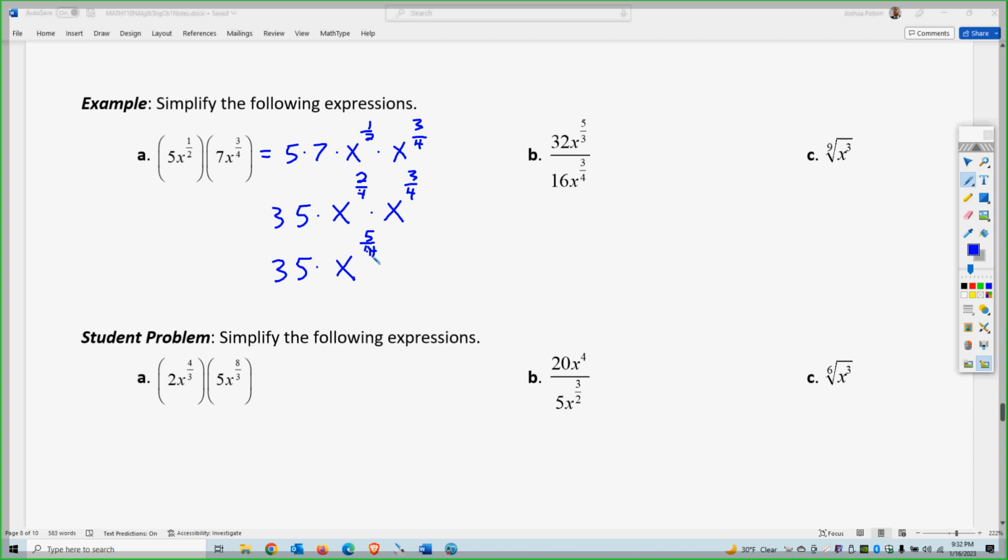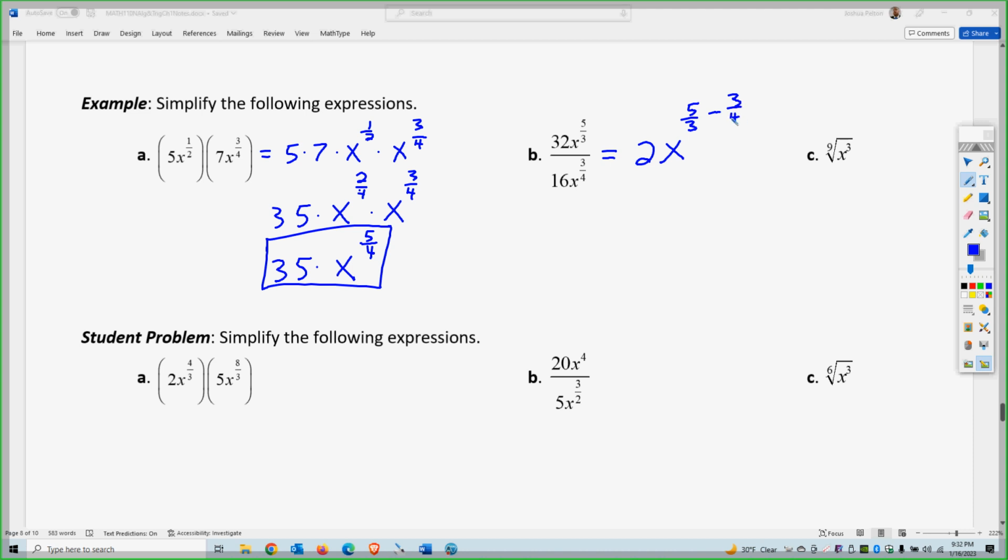Which, it's not a very good 4. Let's fix that. Right? All right, so 1 1/4 if you have 1 1/2 in there, kind of makes sense. All right, so next one. So 32 divided by 16 is 2, correct? Then you have x to the 5/3 minus 3/4 because the quotient rule says subtract exponents, right?